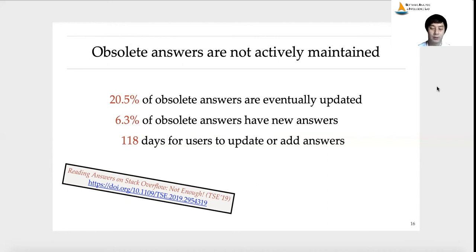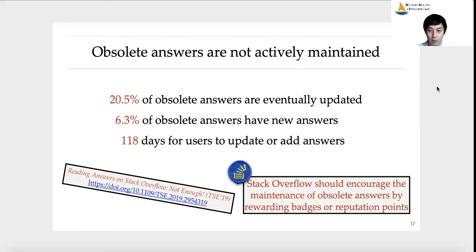We also noticed that when people notice answer obsolescence, it usually occurs in comments. Therefore, we conducted a follow-up study to analyze all the comments on Stack Overflow, and we found that the majority of these comments are informative. They can provide information such as answer obsolescence, or they can point out security vulnerabilities. For more details, you can refer to our papers here.